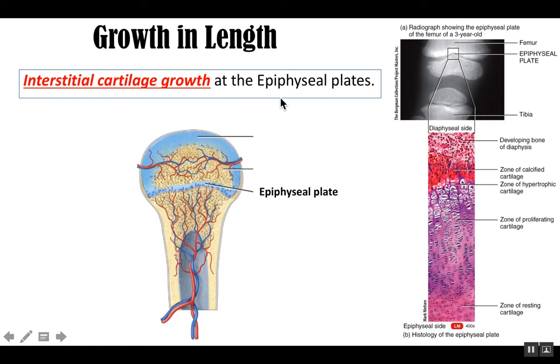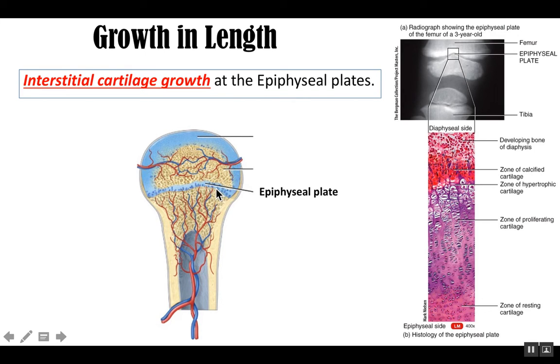Bones must grow in length and width. This long bone, as you can see, shows what we call the epiphyseal plate. What's happening at that epiphyseal plate is interstitial cartilage growth. That interstitial refers to the fact that that growth plate is in between the epiphysis and the diaphysis.